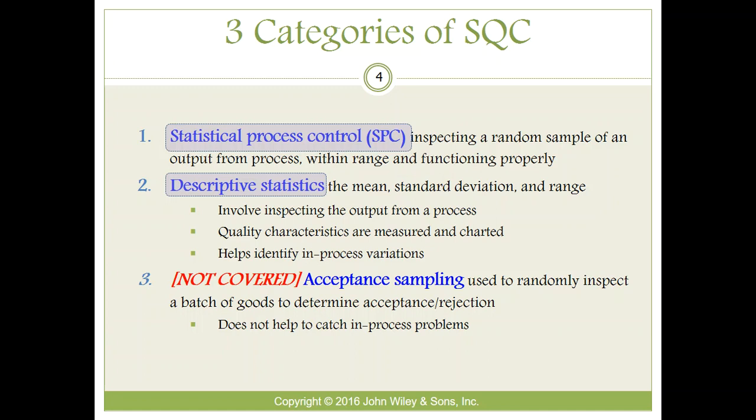And then there's number three, acceptance sampling, that we don't really cover in this course, even though it is part of your textbook. It's basically inspecting one specific batch of goods to determine whether or not that batch has to be rejected. So again, our focus will be on number one, statistical process control, or SPC.